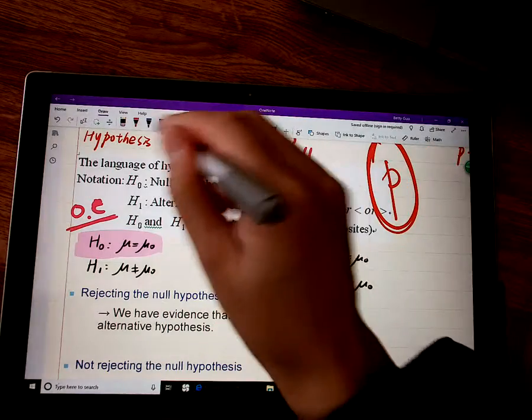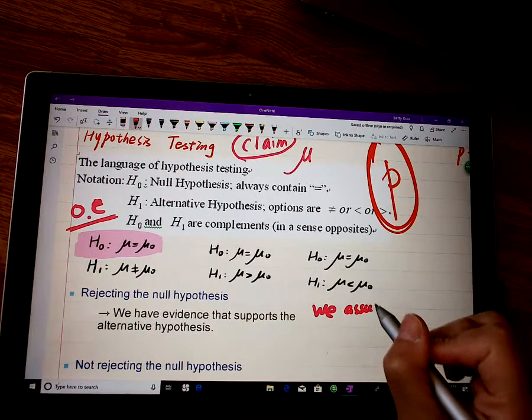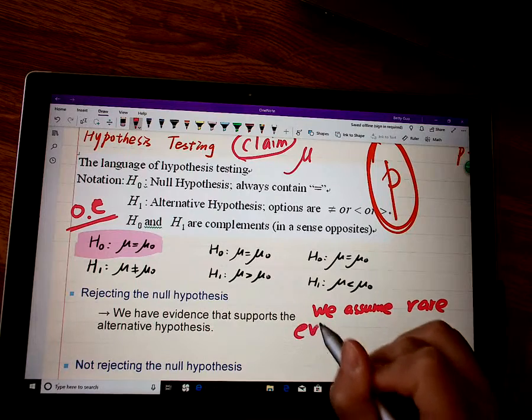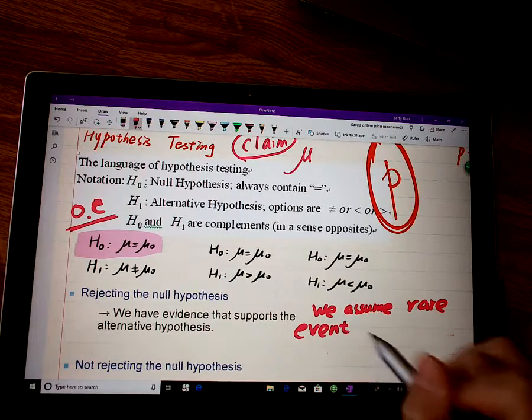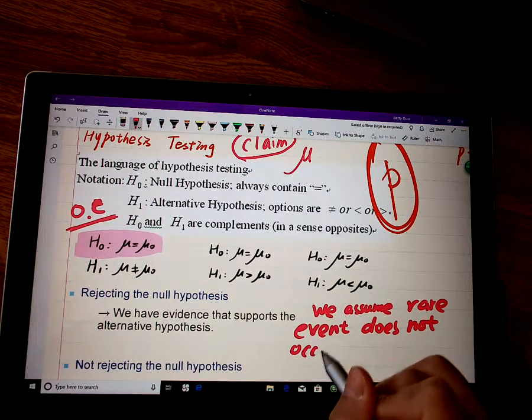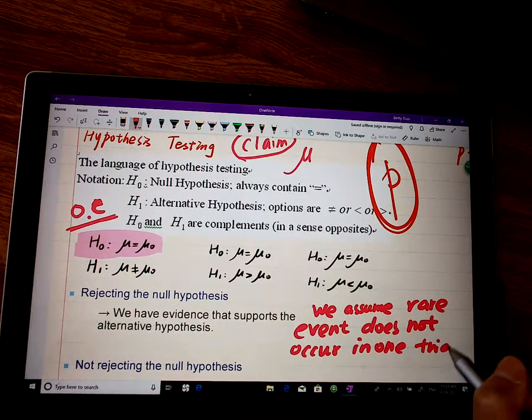We assume, let me write it down, we assume a rare event does not happen or occur in one trial. Okay?